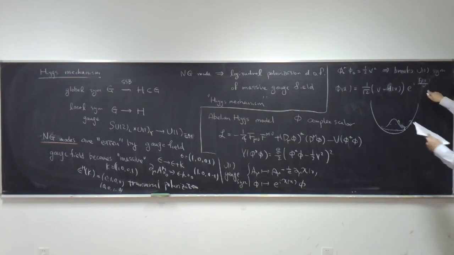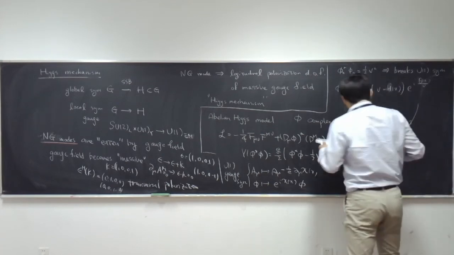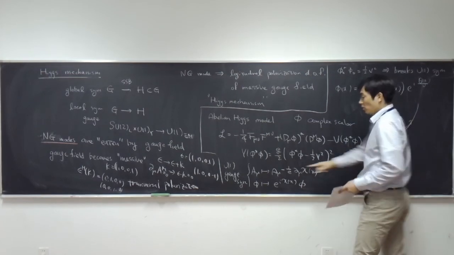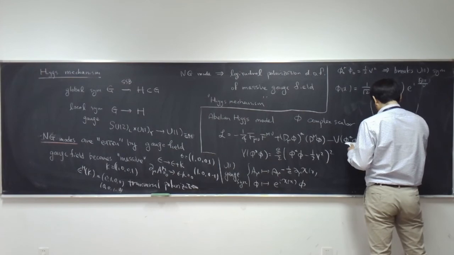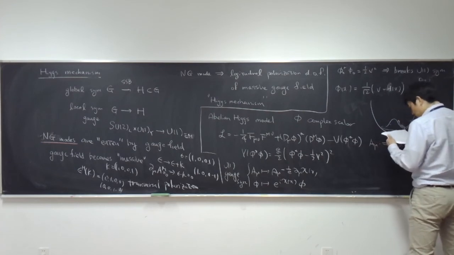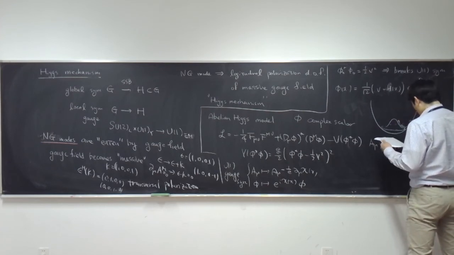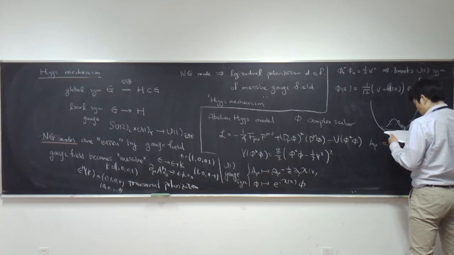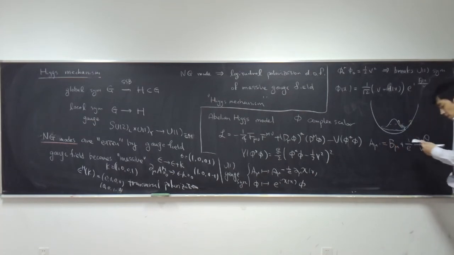So it's a Goldstone mode. However, now h and theta are real parameters. So we define the gauge field as follows. We introduce the field B mu, which is A mu minus 1 over e times partial mu theta over v.